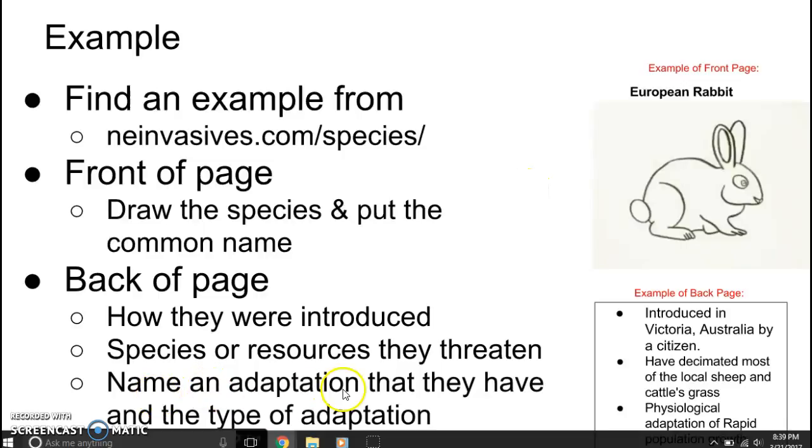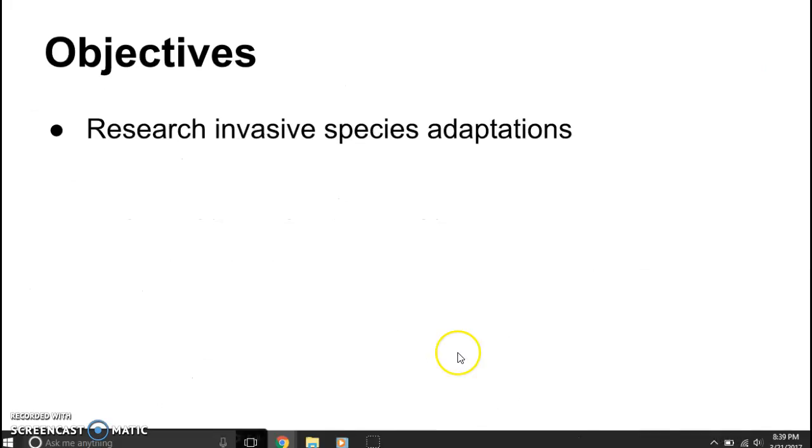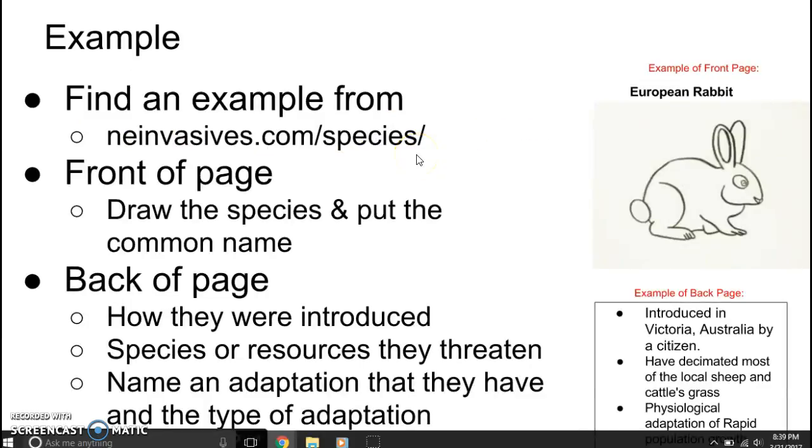And then name an adaptation that they have and the type of adaptation. So physiologically, rabbits are able to reproduce very rapidly. This would be a physiological adaptation of rapid population growth or reproduction. This little assignment is what we're going to use for our research invasive species objective. It will be due on Thursday. You just need the front side to be a picture with the common name, and on the back side have what the species is.